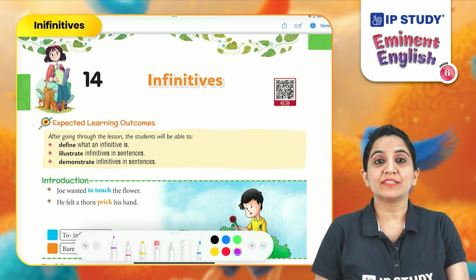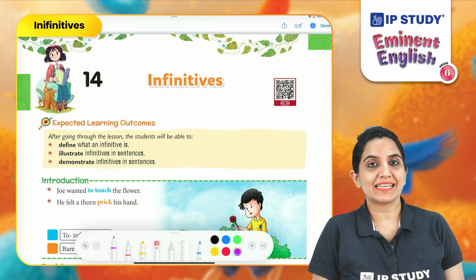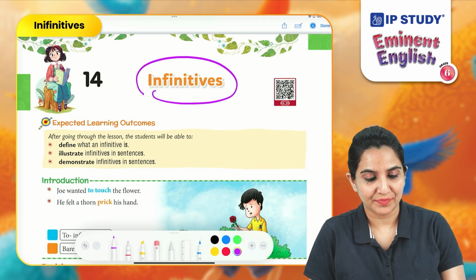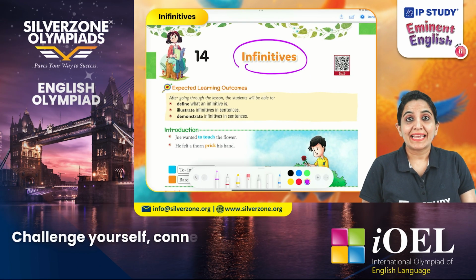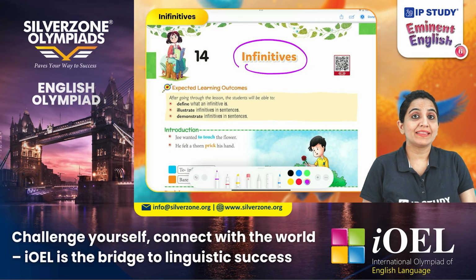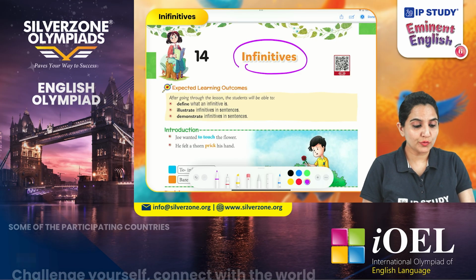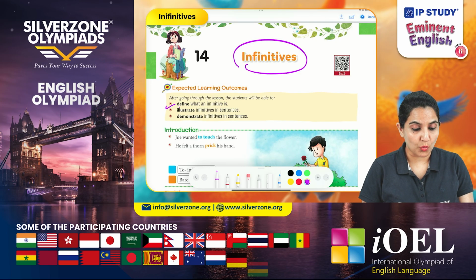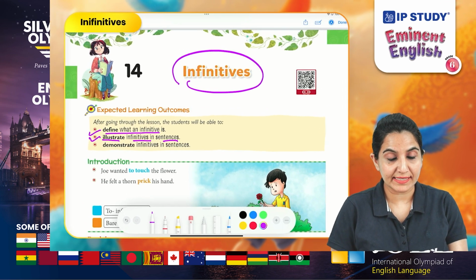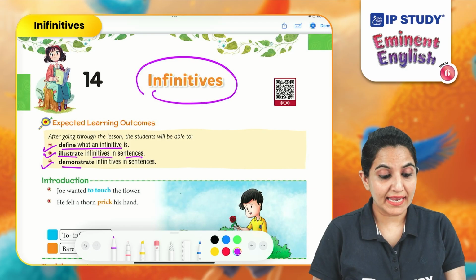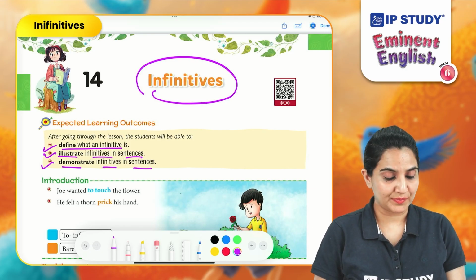Today we will discuss the 14th chapter of Grade 6 English Grammar, and we will discuss the topic infinitives. An infinitive is a base form of a verb. It is used with or without the preposition to. Before the end of this lesson, you will be able to define what an infinitive is, illustrate infinitives in sentences, and demonstrate infinitives in sentences. Let us study this small example.